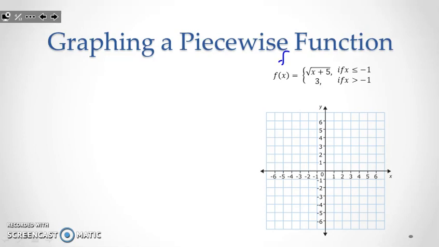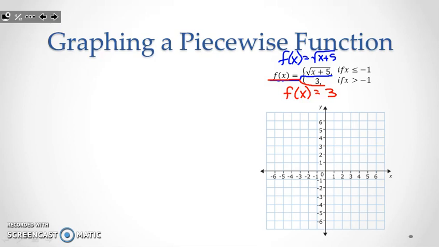Again, I've got f of x equals square root of x plus 5, and I got that from right here. F of x equals square root of x plus 5. I also have f of x equals 3. F of x equals 3. Okay, that's how I got that there.